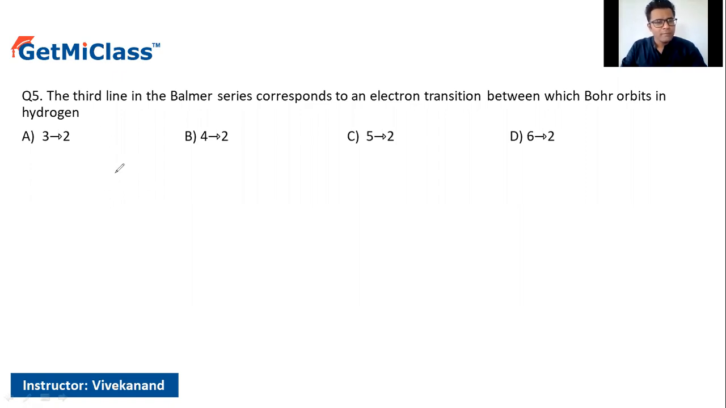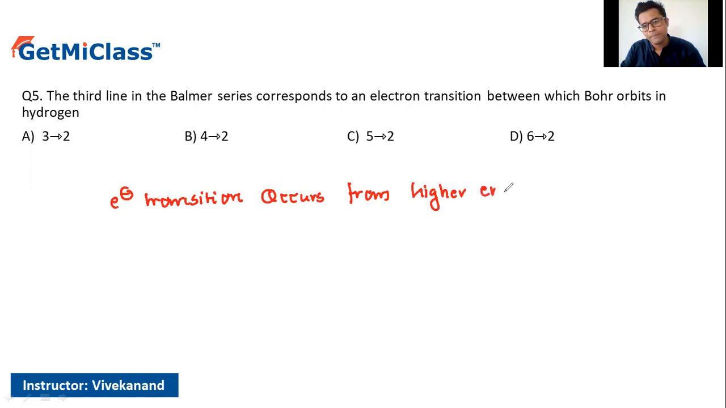Well, when we are speaking about the transition of electrons, when the electronic transition occurs from a higher energy state to n is equal to 2, that time it leads to the formation of the Balmer series.